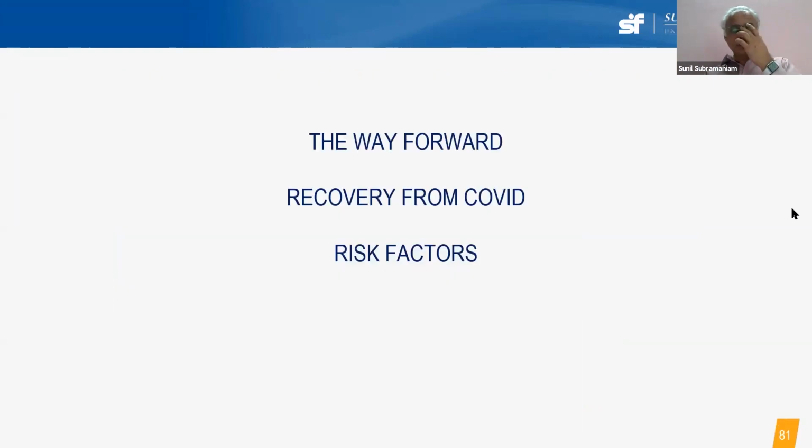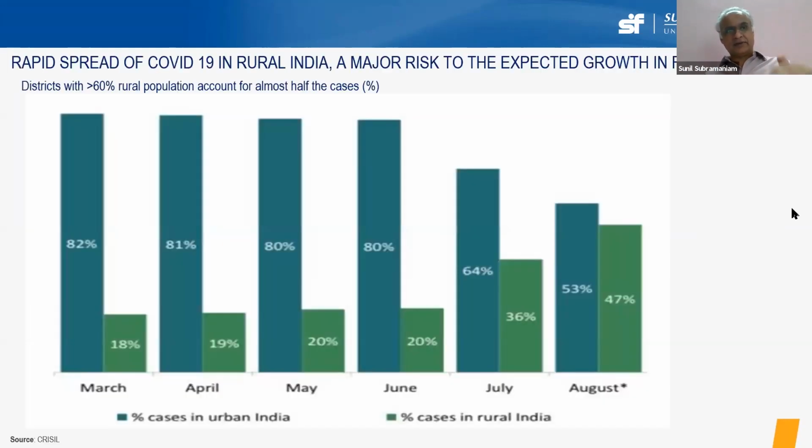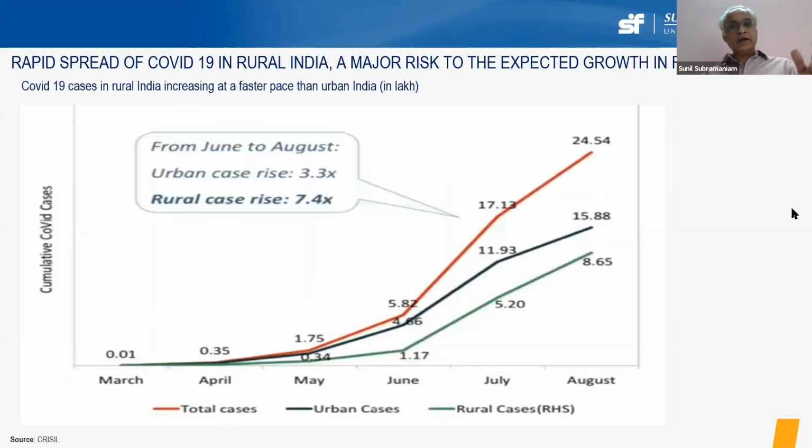However, in India, there are certain risk factors that we need to keep cognizance of. So the first one is that, as I mentioned, initially the spread was greater in the urban areas. So 80% of the cases for the first 4 months were in urban areas. But in July and in August, the rural share of the cases went up to 36% and 47%. So much so that from June to August, urban case rise was 3.3x, but rural was more than double at 7.4x. So this rise of COVID cases in rural India represents three major risks to the economy.